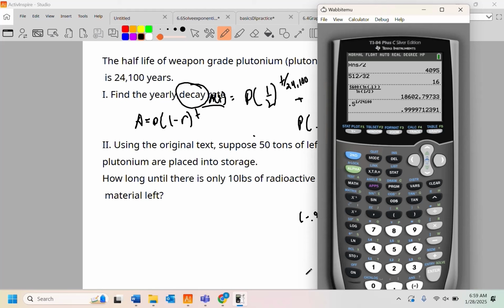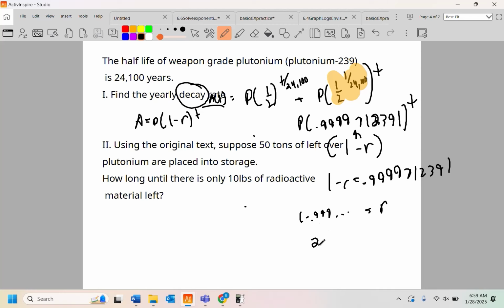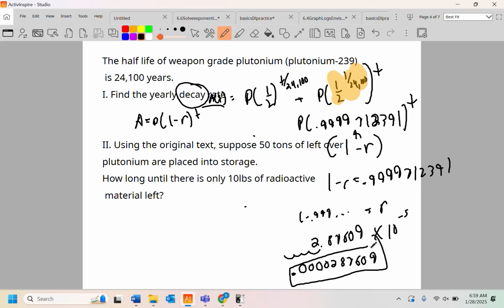So let's go back to my TI-84, 1 minus that thing. Pretty small, and look at the answer, 2.87609 times 10 to the negative fifth. Now, I know that you're in chemistry. You have to move that decimal 5 places: 0.0000287609. That's your rate of decay per year.